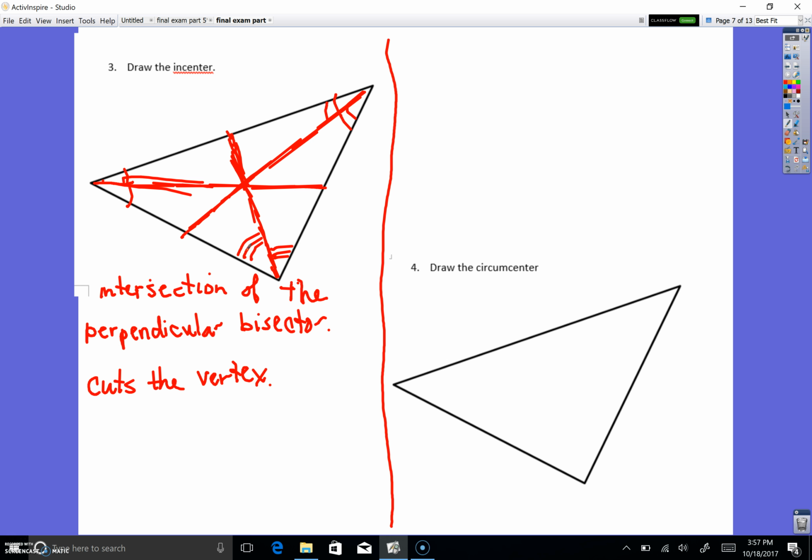Now the last one is the circumcenter. It's the only one that you don't have to go through the vertex, okay? But I think in ours it will. Okay, so what it is, it's the perpendicular bisector. It's created from the intersection of the perpendicular bisector.